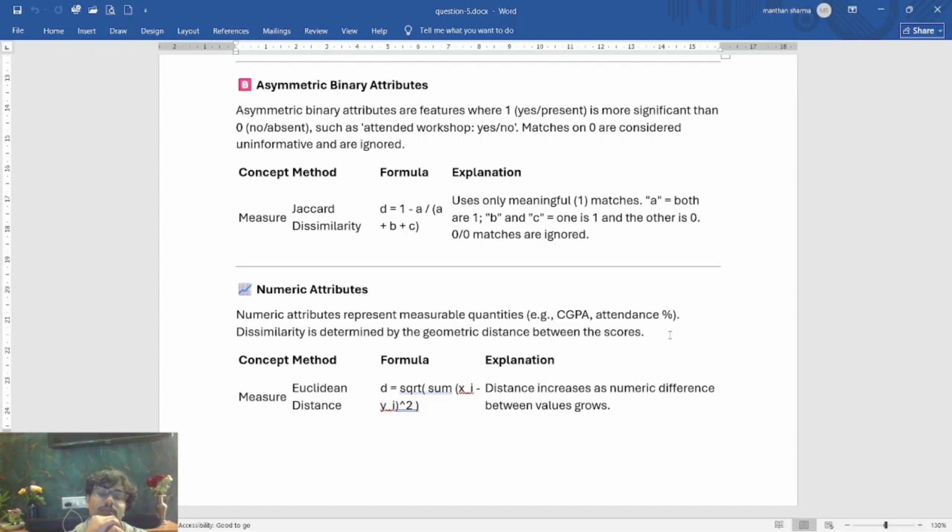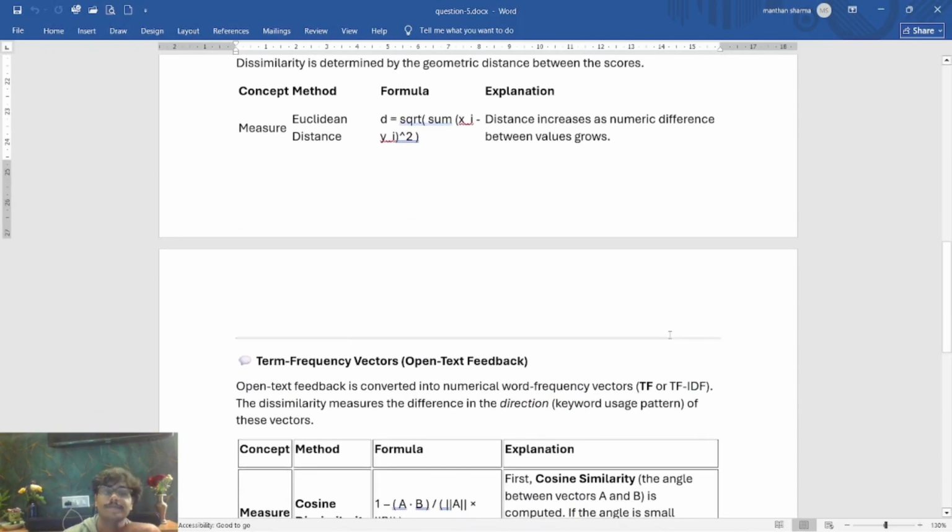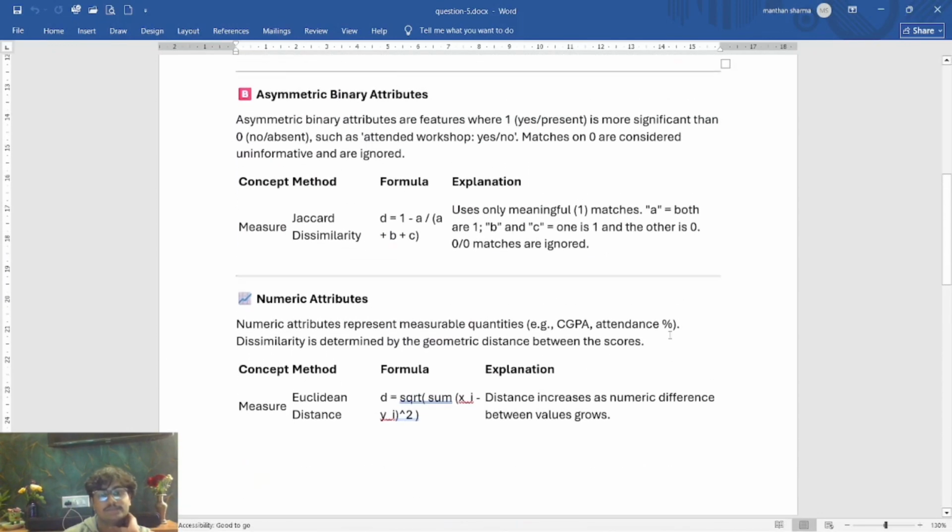D equals 1 minus A upon A plus B plus C. Here, A is the number of times both students have 1. B plus C are the cases where one has 1 and the other has 0. And matches of 0, 0 are ignored. So this method gives more weight to meaningful yes events and avoids misleading matches.